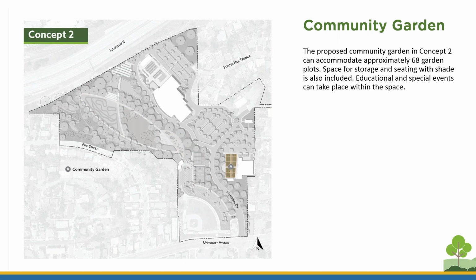As mentioned earlier, plans are in place to construct a temporary community garden in the location of the existing golf clubhouse. But once the new community center is built, the community garden will find a new home in what used to be the old recreation center. It will be adjacent to an expanded parking lot as well. This proposed community garden can accommodate approximately 68 garden plots. Space for storage and seating with overhead shade are also included.